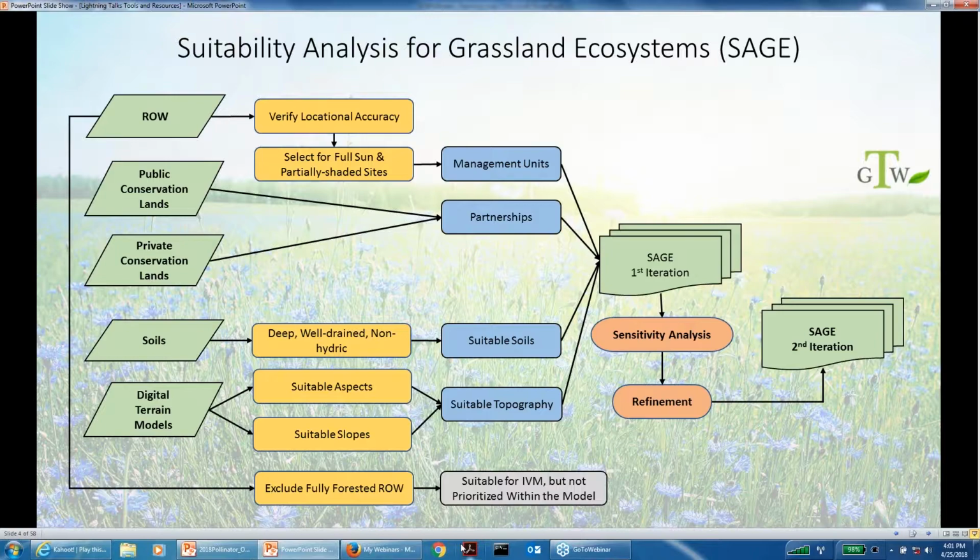For this particular model, down at the bottom, I excluded fully forested rows. That is not to say that IVM or intensive IVM, ecologically oriented IVM, whatever you want to call it, is not appropriate for fully forested areas, but I excluded them for the model because I was looking for a way to prioritize intensive IVM on large systems.